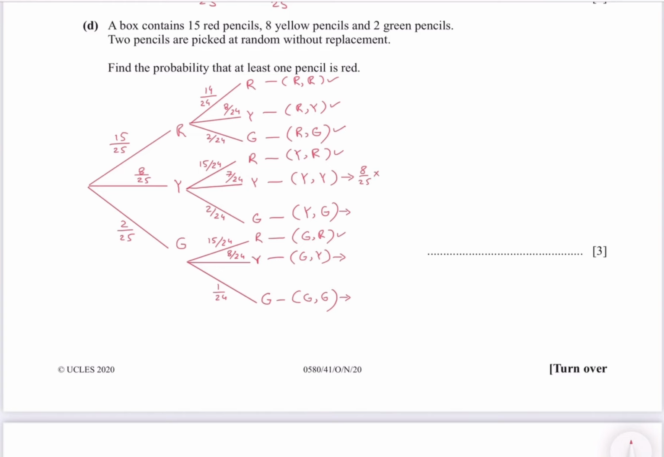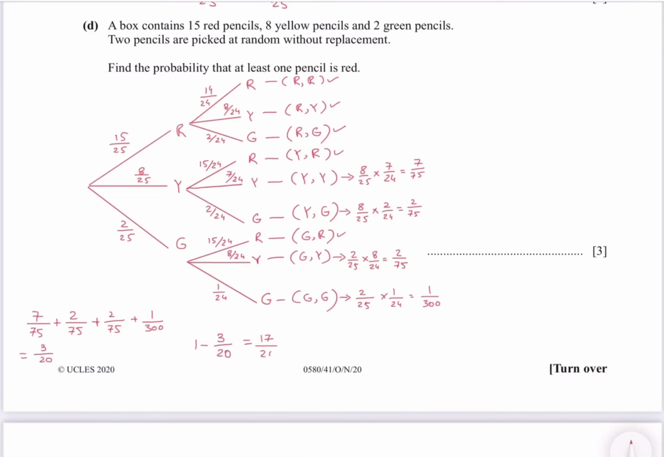So along the branch we multiply. So 8 over 25 into 7 over 24, and the answer is 7 over 75, and so on. Now their results must be added because they are across the branch. So now subtract this 3 over 20 from 1, and we get the final answer 17 over 20.